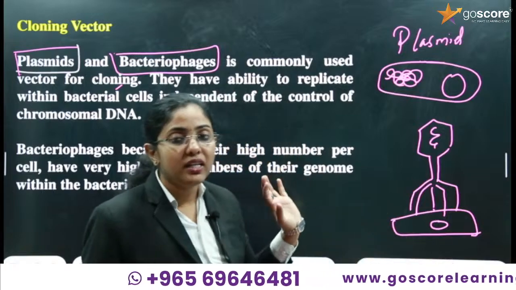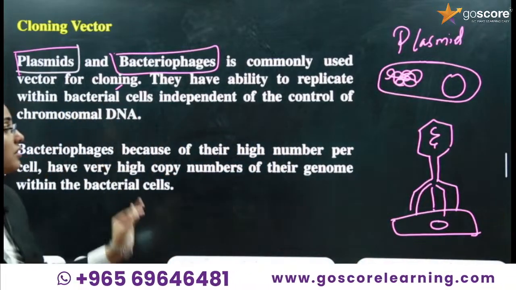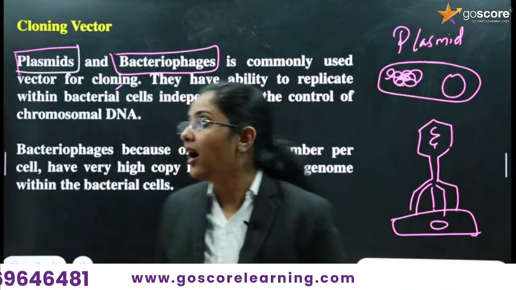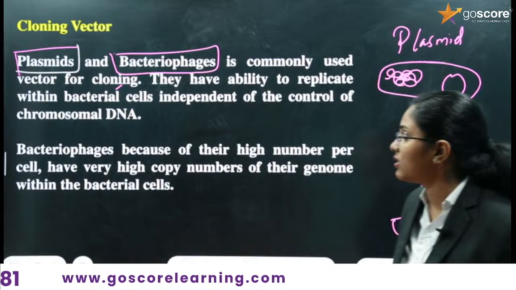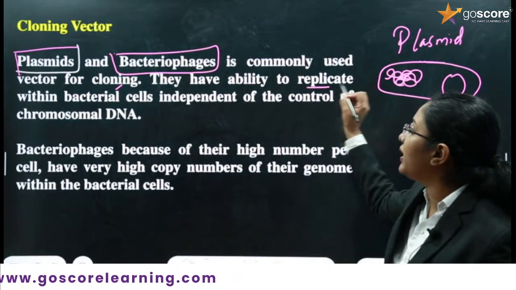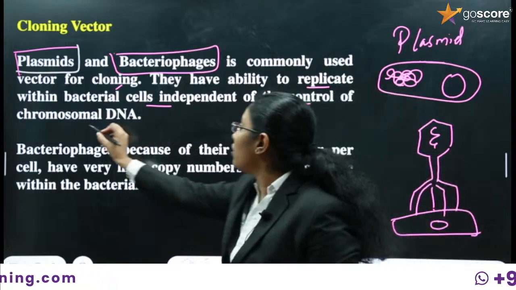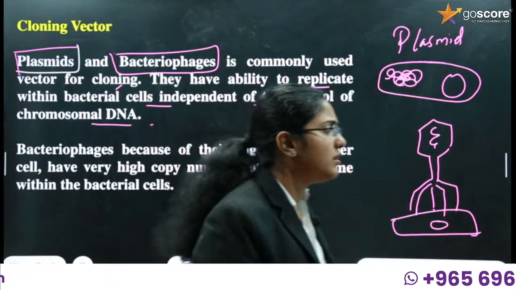Okay, so we have to understand what are acting as vectors. Clearly study that the vectors are plasmids and bacteriophages. They have the ability to replicate within bacterial cells independent of the control of chromosomal DNA. What does it mean?